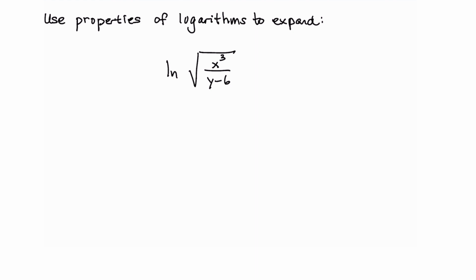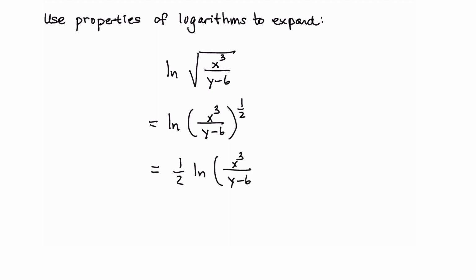The first thing I notice in this expression is that there's a square root applied to an entire expression. So I am going to rewrite this as the natural log of the expression x cubed over y minus 6 raised to the 1/2 power. And at that point, I realize I have the natural log of a quantity to a power. So the power rule of logarithms says I can bring the 1/2 to the front. So that's 1/2 natural log x cubed over y minus 6.